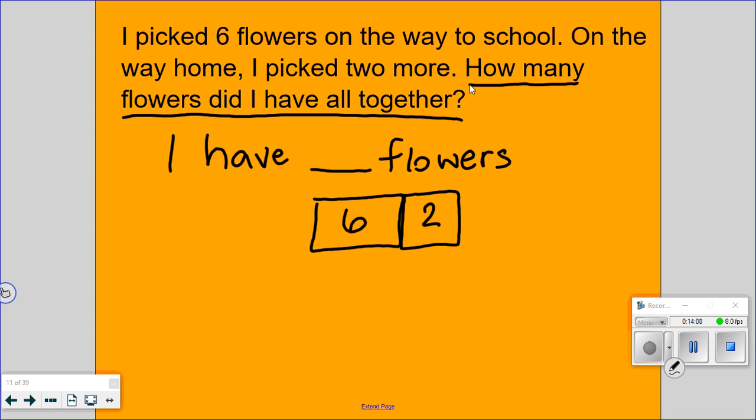So I'm going to draw a box that is the exact same length as my 2 that are stacked on top. Because if it's the exact same length, it's the same value. Part plus part equals whole. What's my part? Emma? 6.